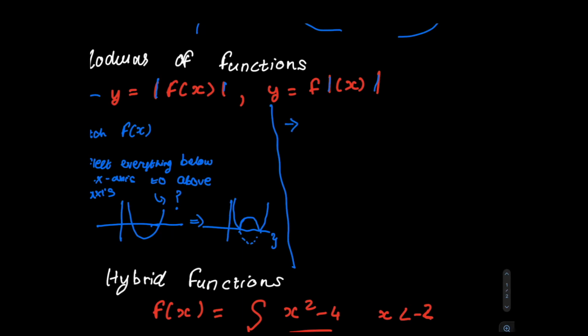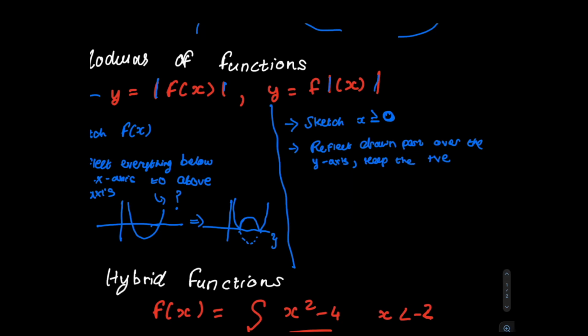Basically, you sketch the graph for all values of x greater than or equal to 0. Make sure you sketch all the values for x greater than or equal to 0, because less than 0 is not allowed according to modulus functions. After you do that, you just reflect whatever you drew over the y-axis and keep the positive part which you drew over here as well.